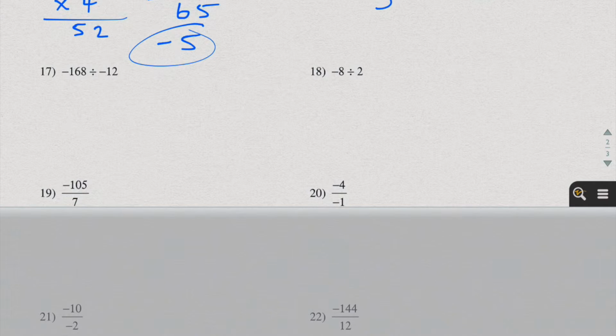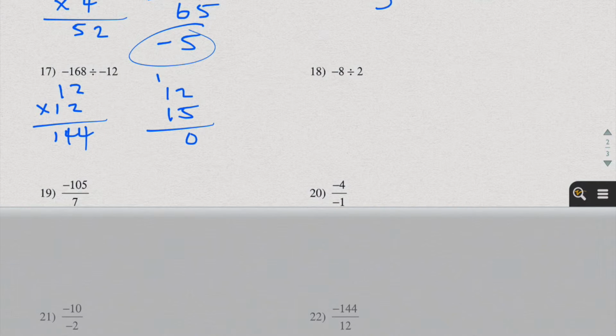Number 17. 168 divided by 12, or negative 168 divided by negative 12. Again, we only went up to 12 times 12, which we know is 144. So let's write 12 times 12, which gives us 144. So we need to go a little bit more. Let's just try 12 times 15, see where we're at. 5 times 2 is 10, 5 times 1 is 5, plus that 1 is 6. Put a 0 here. 1 times 2 is 2, 1 times 1 is 1. We end up getting 180, which is too much. So we know it's more than 12, less than 15.